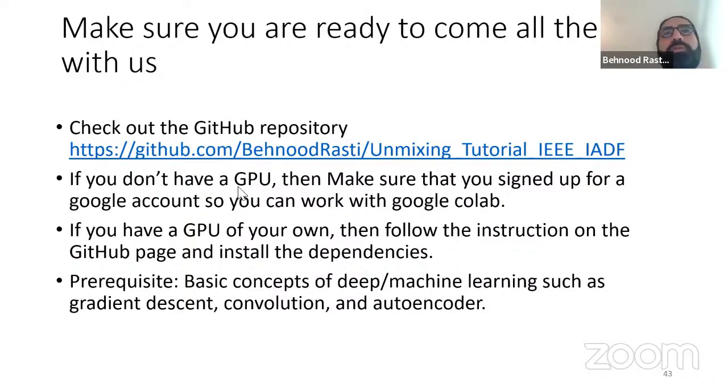If you don't have a GPU, just make sure that you sign up for a Google account and you can work with Google Cloud. We provide a Colab version for all these methods, so you can run it on Colab. If you have a GPU and you want to use it, then there are some instructions on the GitHub page to install the dependencies.